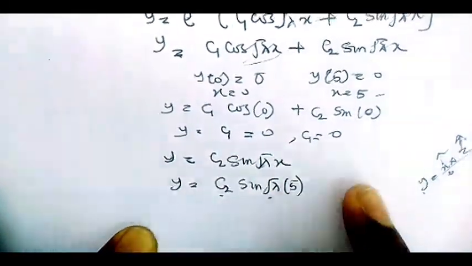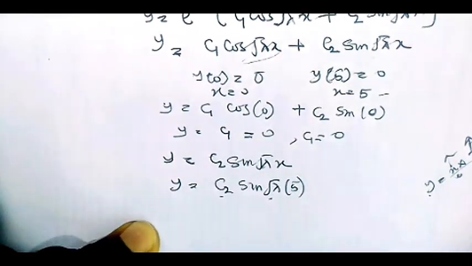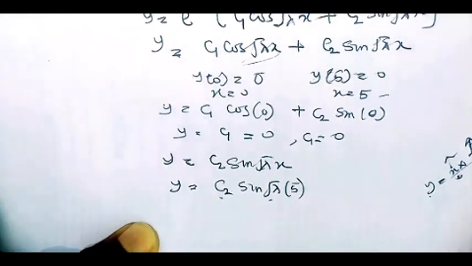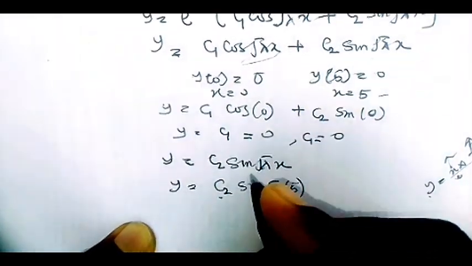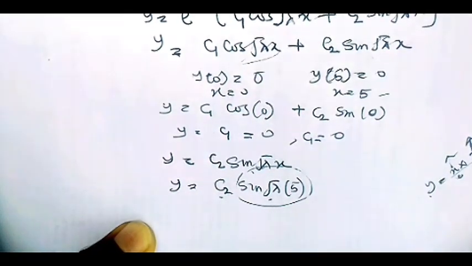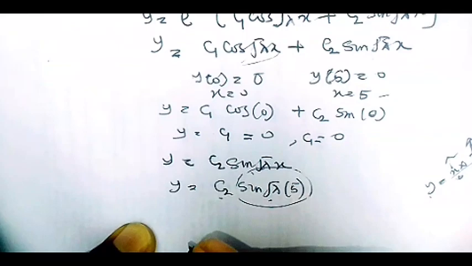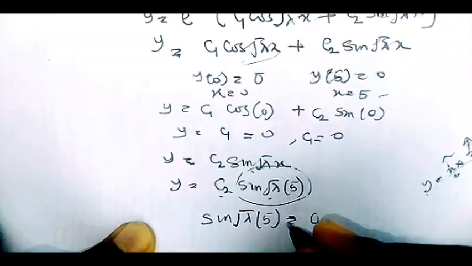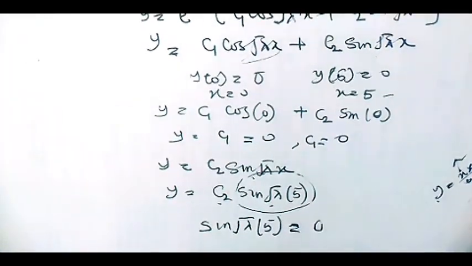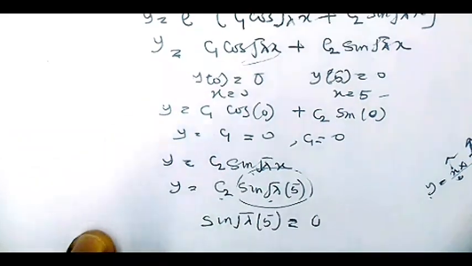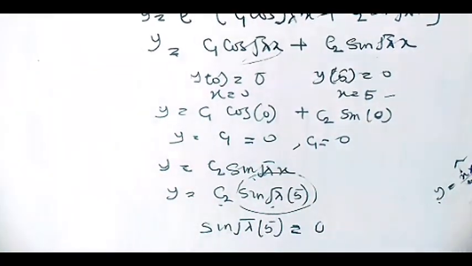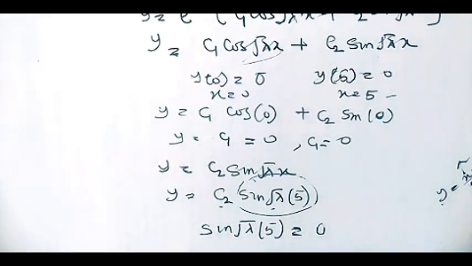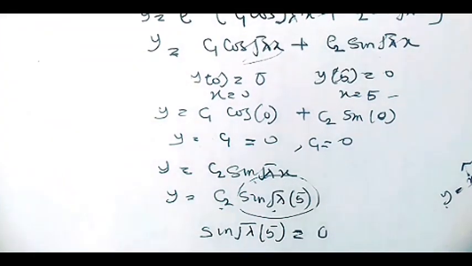But we cannot use c2 equal to 0. If we use c2 equal to 0, it gives us a trivial solution, which means c1 and c2 are 0. But since we cannot use c2 equal to 0, let's take this to be equal to 0, leaving out c2. So sine of square root of lambda times 5 is equal to 0. So now you're going to be looking for values that make sine of this equal to 0. What are the possible values that make sine functions equal to 0?